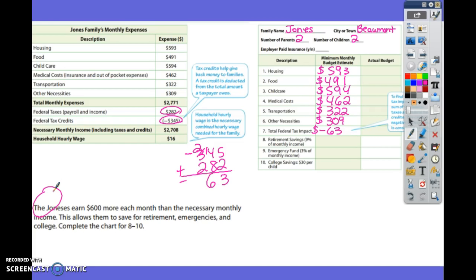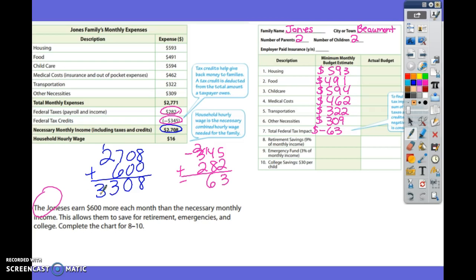So what we're going to do is take their necessary monthly income, which is $2,708, and we know that they make $600 more, so we need to add that. 8 plus 0 is 8, 0 plus 0 is 0, 7 plus 6 is 13, carry the 1, 2 plus 1 is 3. So they have $3,308.